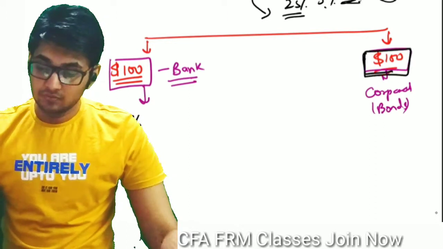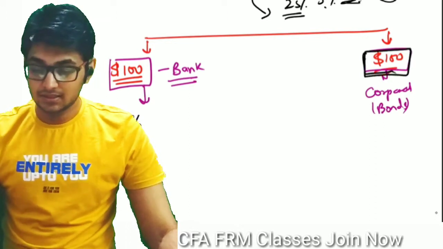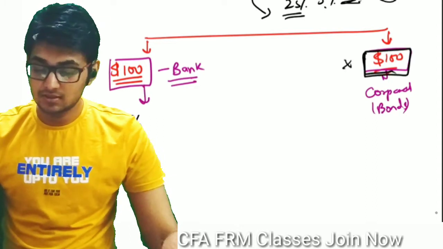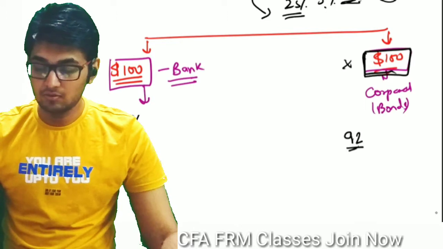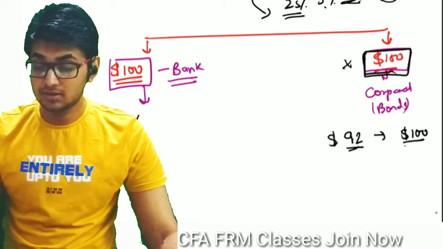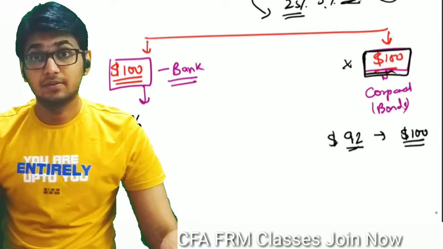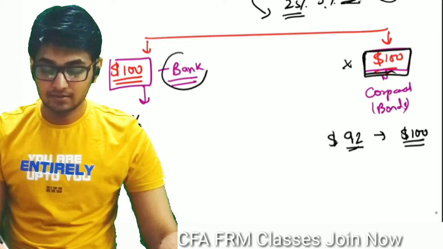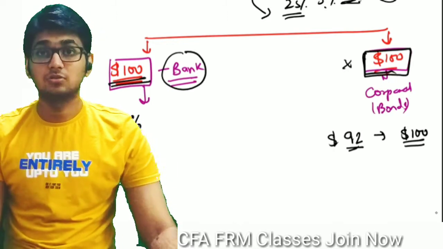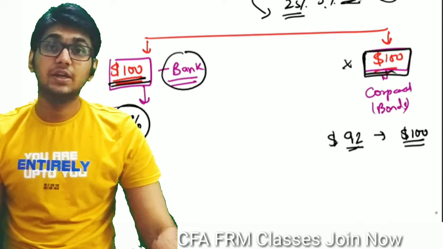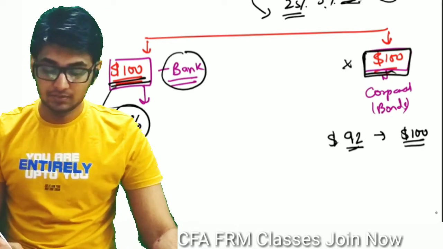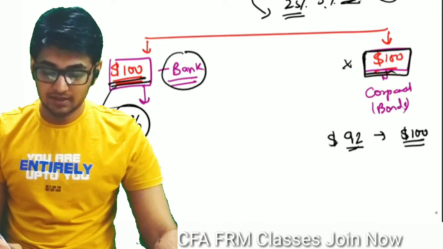Now, when I went to the corporate bond office, they said, sir, you don't have to give the full 100. You just give me $92 now, and after 1 year, I will give you $100. Try to understand both the schemes. You went to the bank and asked, sir, I want to make a fixed deposit of 100. They say okay, we will give you 8% per annum. 8% per annum means at the end of the year, you will get $108.